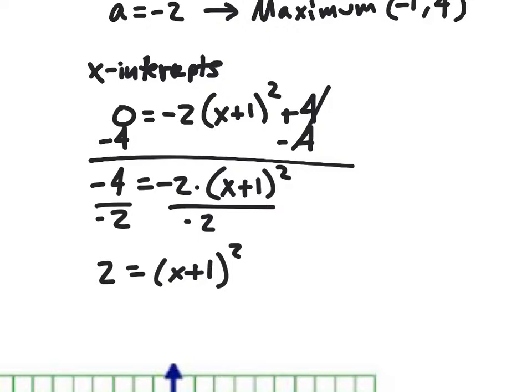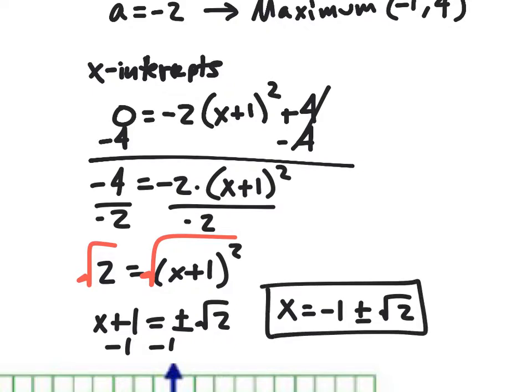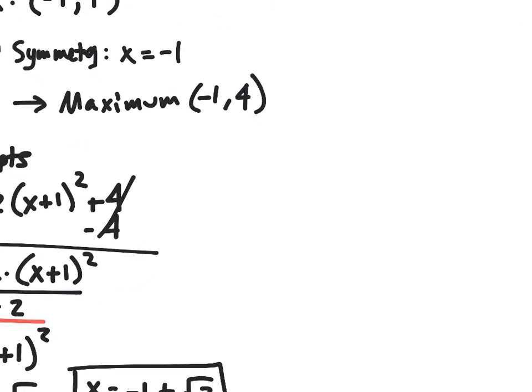Okay, I'm going to take the square root of both sides, and so I get that x plus 1 is equal to plus or minus the square root of 2. Subtract 1 from both sides, so I get that x is equal to -1 plus or minus the square root of 2. All right, so that's my x-intercepts. Now those aren't going to work out nice and neat, so let's go ahead and find our y-intercept.